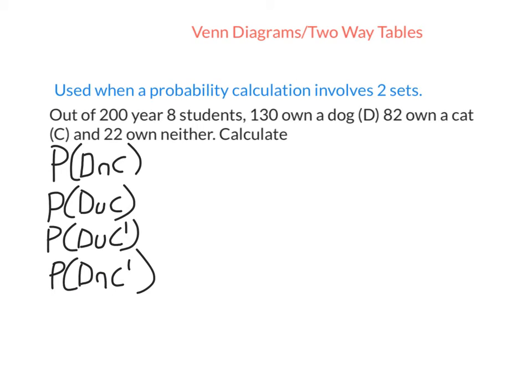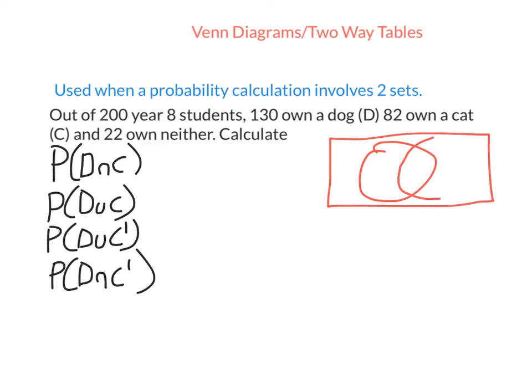So let's start by drawing a Venn diagram. You always start with a rectangle in which there are two circles. Each of these two circles represents one of the sets. So we have a circle for the set of people who own a dog and the set of people who own a cat. What we're going to do is put 4 numbers in here that correspond to the information that we've been given.